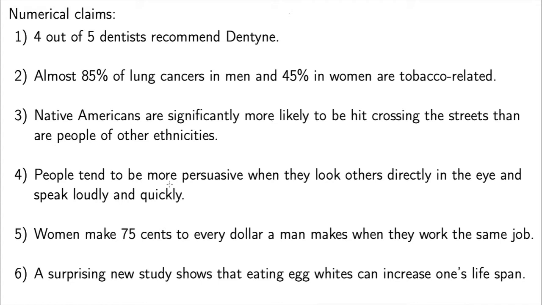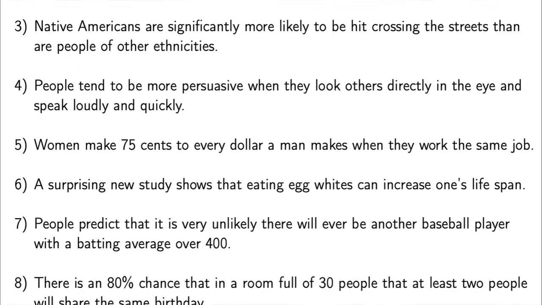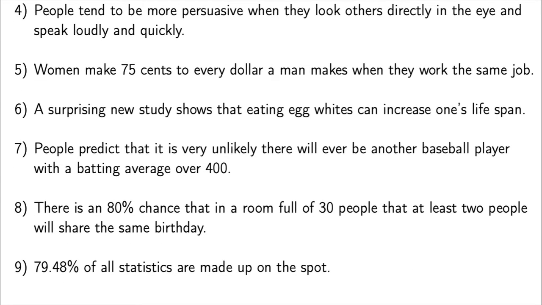People tend to be more persuasive when they look others directly in the eye and speak loudly and quickly. Again, there's no specific number here. However, you can measure persuasiveness in how likely you are to be able to persuade someone, and that can be a probability as well. Women make 75 cents to every dollar a man makes when they work the same job. A surprising new study shows that eating egg whites can increase one's lifespan. Again, there's no number here, but increasing one's lifespan is a number.